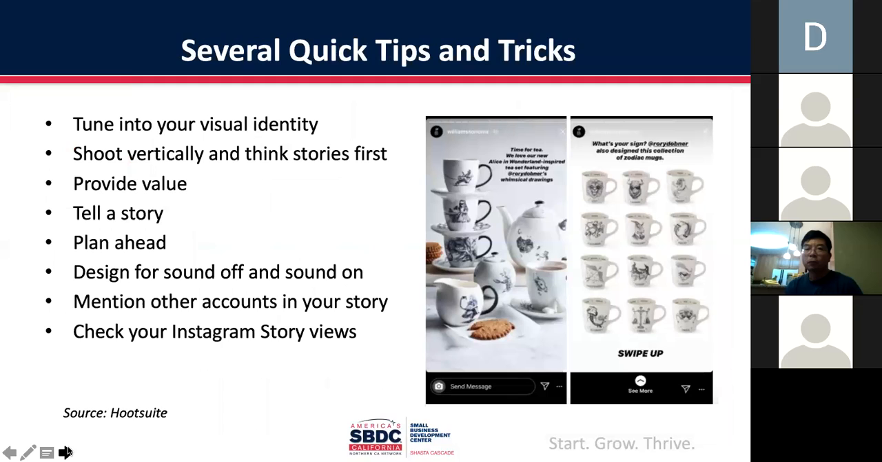So some quick tips and tricks before I get to questions and answers. You want to tune into your visual identity. You want to think about how you're visually branding your stories as part of your Instagram overall brand. So when you're taking photos, shoot vertically and think stories first, okay? Because if you shoot horizontally, they don't fit very well in stories.